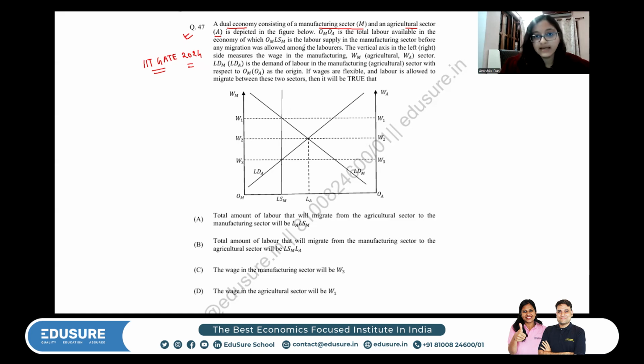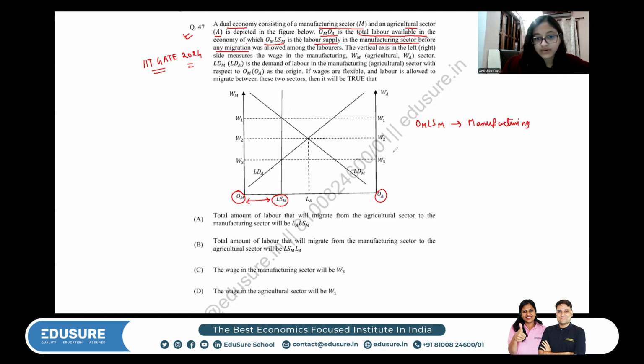Now in the diagram, OMOA is the total labor available in the economy. So in the diagram, this is OM and this is OA. This entire horizontal axis represents the total amount of labor available in the economy, working either in the manufacturing sector or in the agricultural sector. Now, OM LSM is the amount of labor supply in the manufacturing sector before any migration was allowed. So before migration, OM LSM is the amount of labor working in the manufacturing sector.